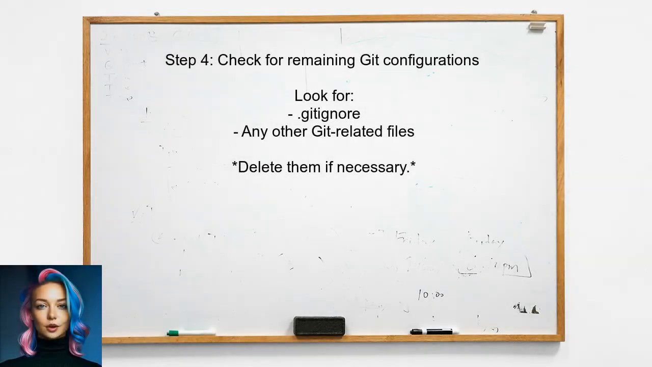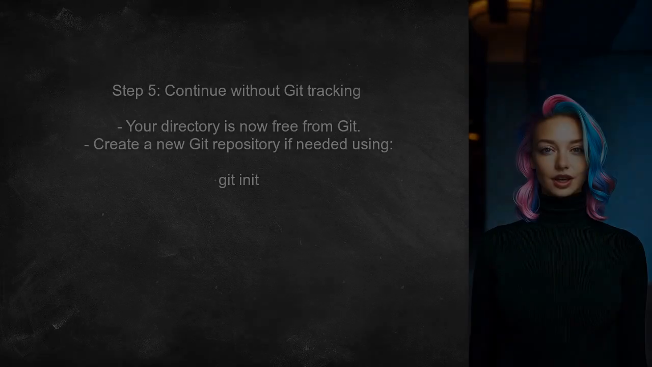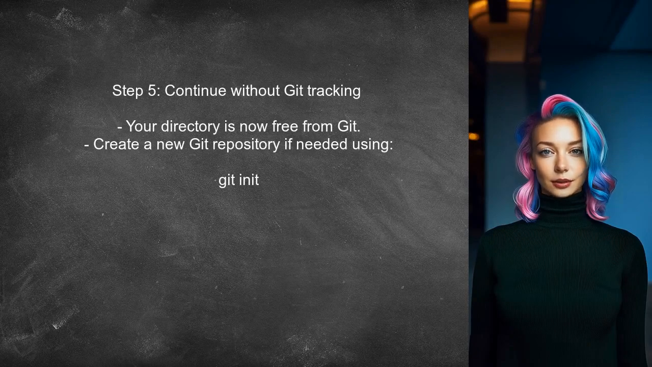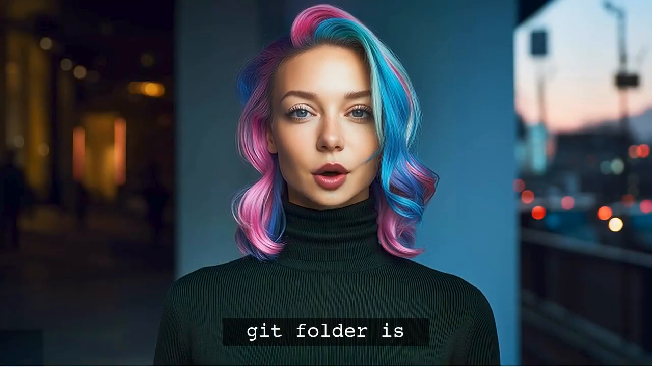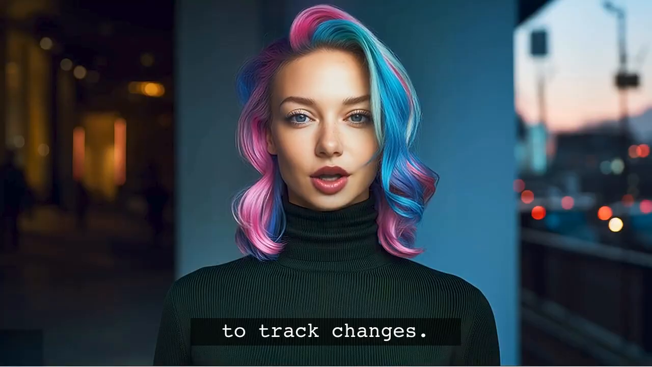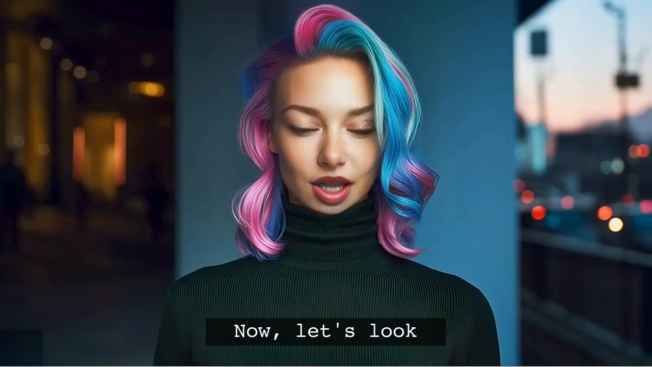If the user wants to ensure that no other files are being tracked, they can check for any remaining .gitignore files or other Git-related configurations. Finally, the user can continue using their directory without Git tracking. They can also create a new Git repository later if needed. Fun fact, did you know that the .git folder is what allows Git to track changes? It's like the secret diary of your project, keeping all the details hidden away.